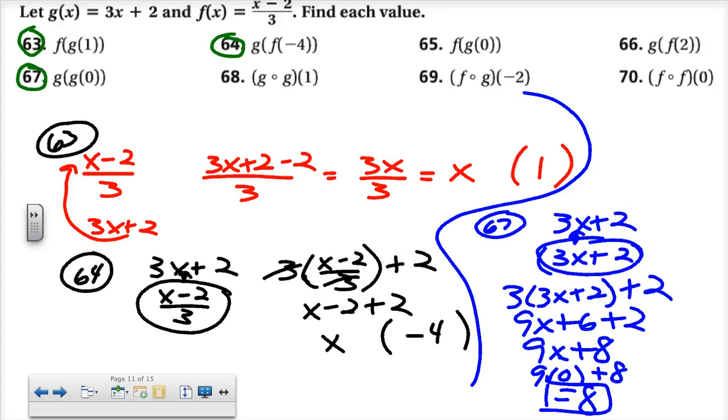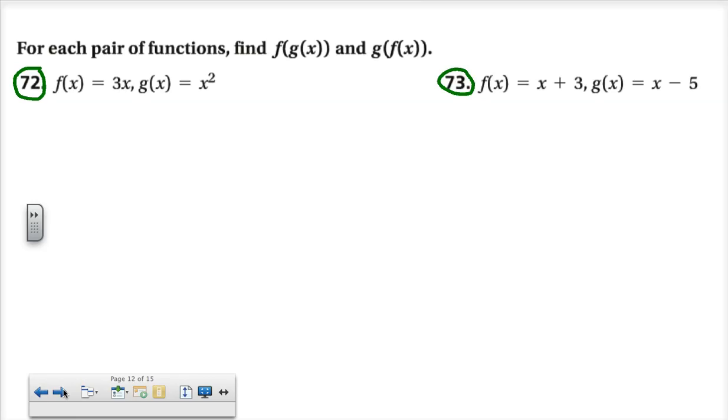I do have two more that I wanted to go over with you here. It says for each pair of functions, find f of g of x and g of f of x. So this is where we really want to see that sometimes they don't come out to be the same thing for f of g of x and g of f of x.